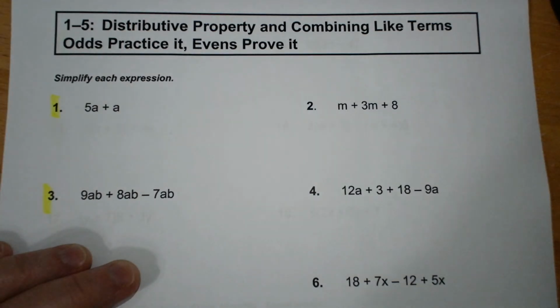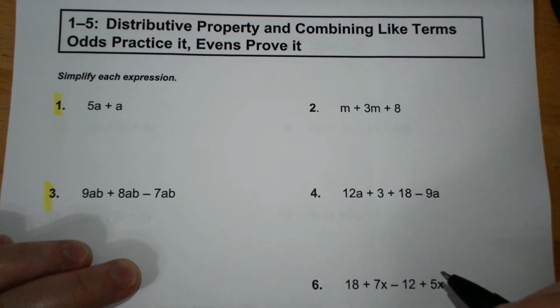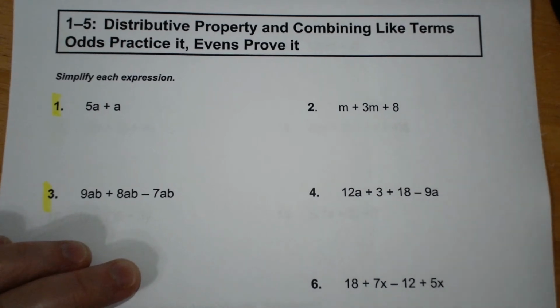This is 1-5 distributive property and combining like terms. The odds are going to be the practice and the learn it. The evens are what you're going to need to do to prove it.